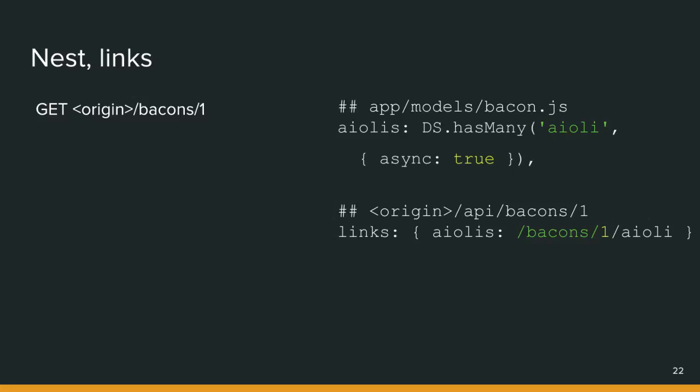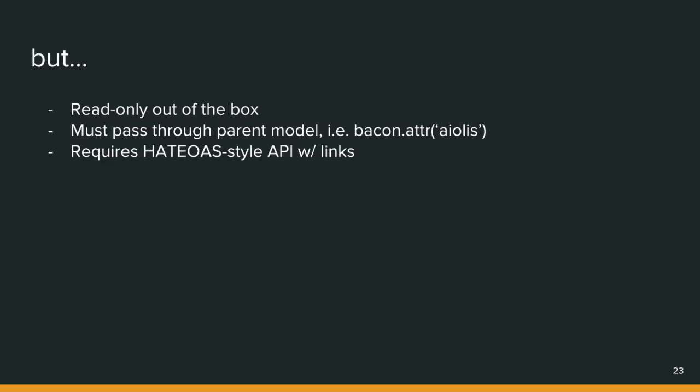But long story short, the way it works in principle is that in your model, you say bacon has many aioli. You do an asynchronous load. And then in your bacon resource, you have the link. And what this should do is that when I say bacon.aiolis or bacon.attribute aiolis, it'll resolve it, call the link, and then side load the data in.